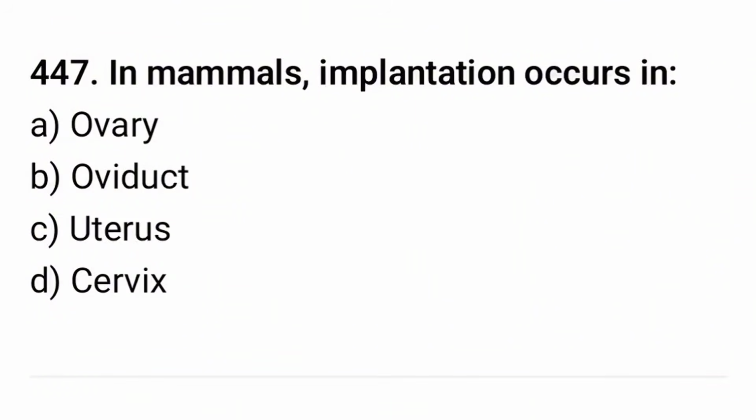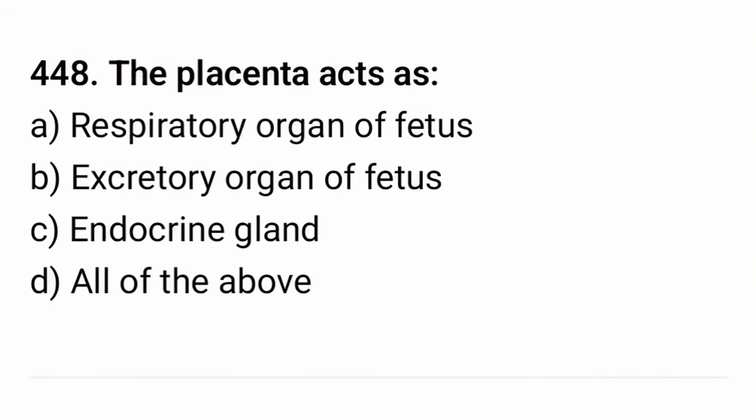Question 447. In mammals, implantation occurs in. Right answer is option C, uterus. Question 448. The placenta acts as. Right answer is option D, all of the above.